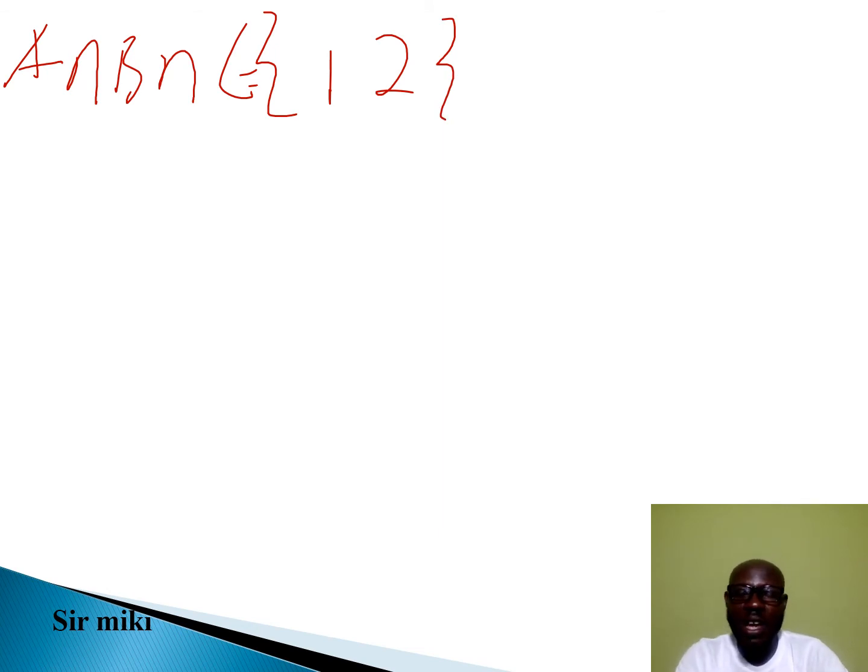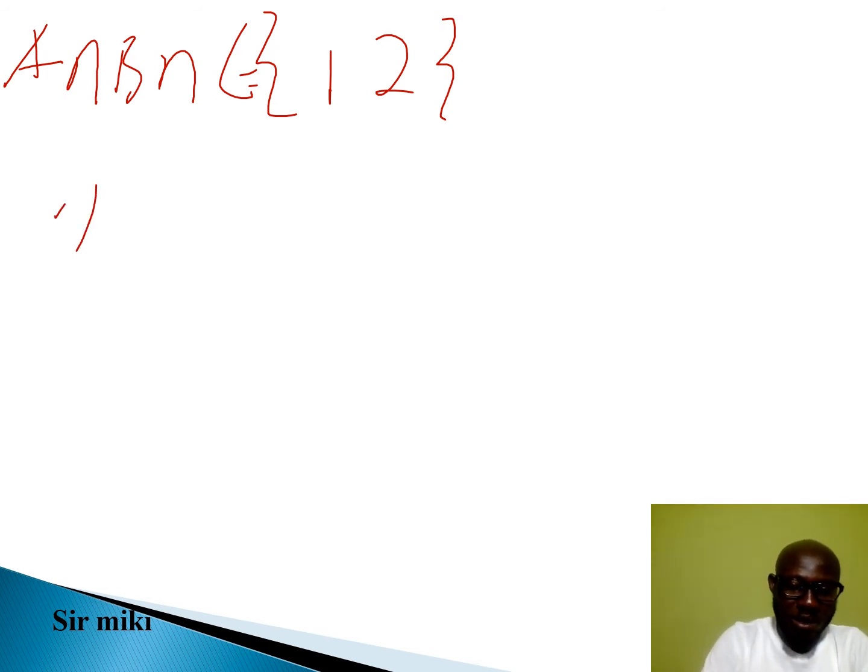Good. That becomes A intersection B intersection C. I hope you are also jotting something down, and I hope you are following the activities that we are going through. Now, I also have A intersection B.